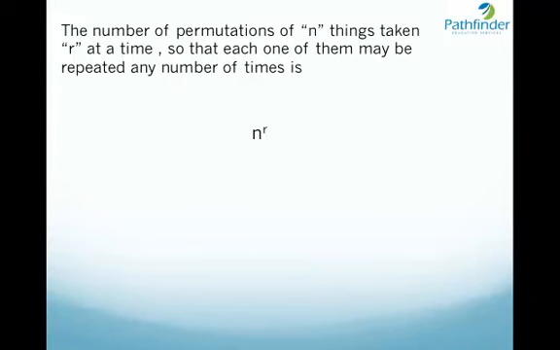The next formula is: the number of permutations of n things taken r at a time, so that each one of them may be repeated any number of times, is given by n to the power of r. Before this, when we had the number of permutations of n things taken r at a time, repetitions were not allowed. In this case, repetitions are allowed.